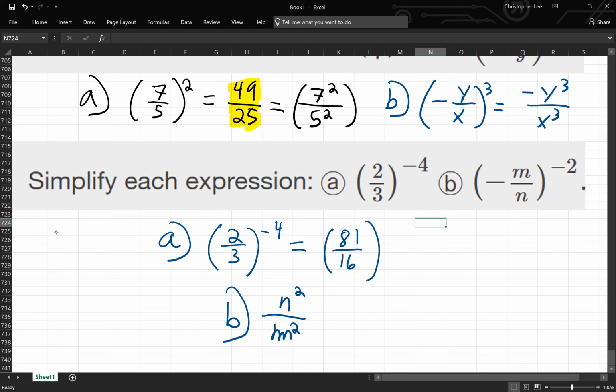Very good. Questions on that? So flip the base, and then to the +4, and that becomes 3 to the 4th over 2 to the 4th. So 3 and 3 is 9, 27, 81, and then 2 and 2, 4, 8, 16. Flip the base, change the negative to positive.